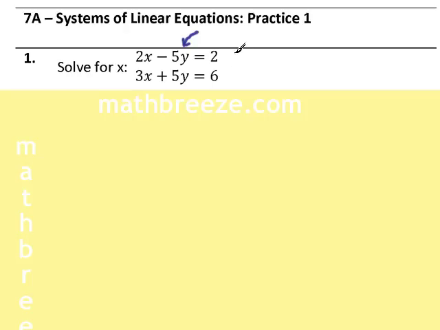Now, if that's not the case, then we'll do some basic operations of multiplying both sides of one or two equations by a number so that we end up with this situation where one column does cancel.